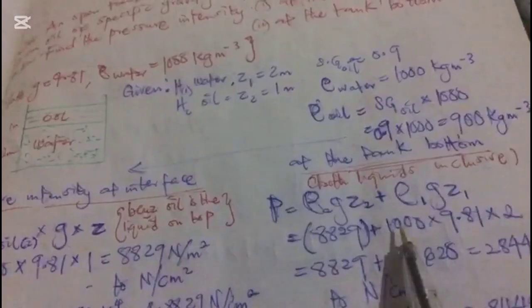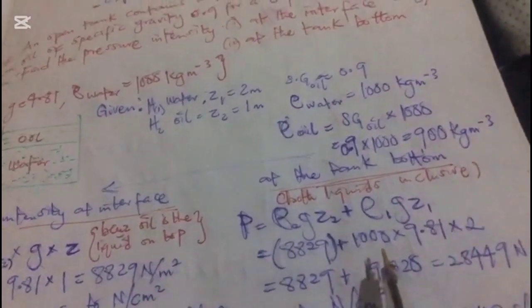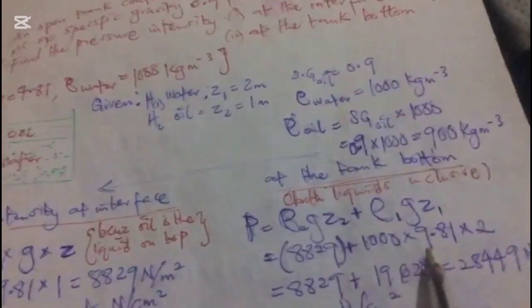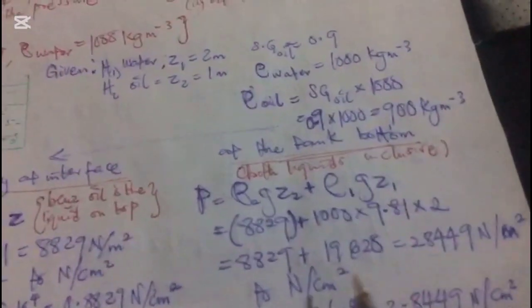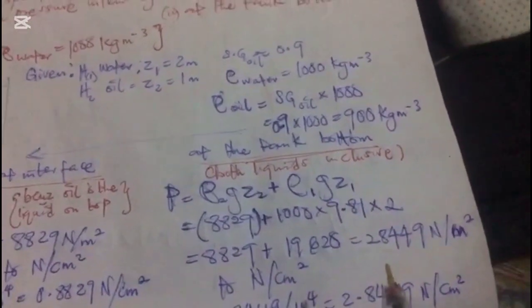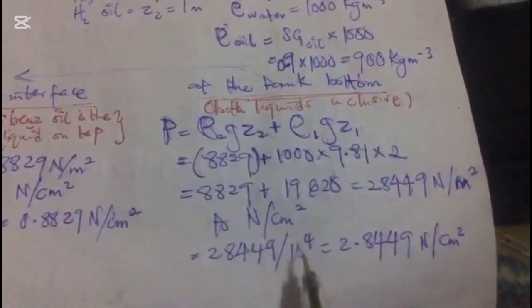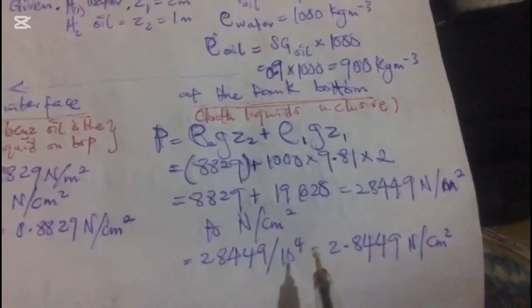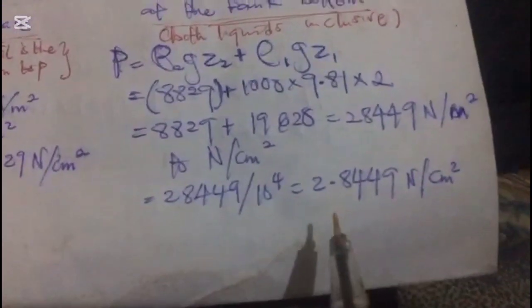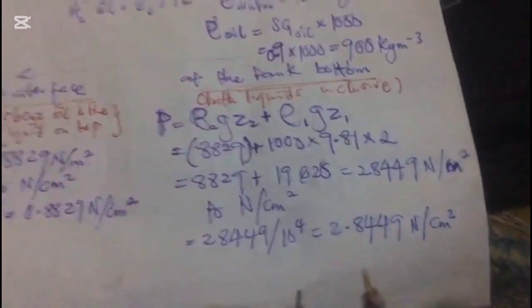You know the density for water is 1000 kilogram per meter cube, then multiplied by the gravity and the height of the water. Remember I said the height is 2 meters, so that was Z1. So when you calculate everything together, we're going to have 28,449 Newton per meter square. So we can convert it to Newton per centimeter square by dividing it by 10 to the power 4. So you're going to be having 2.8449 Newton per centimeter square.